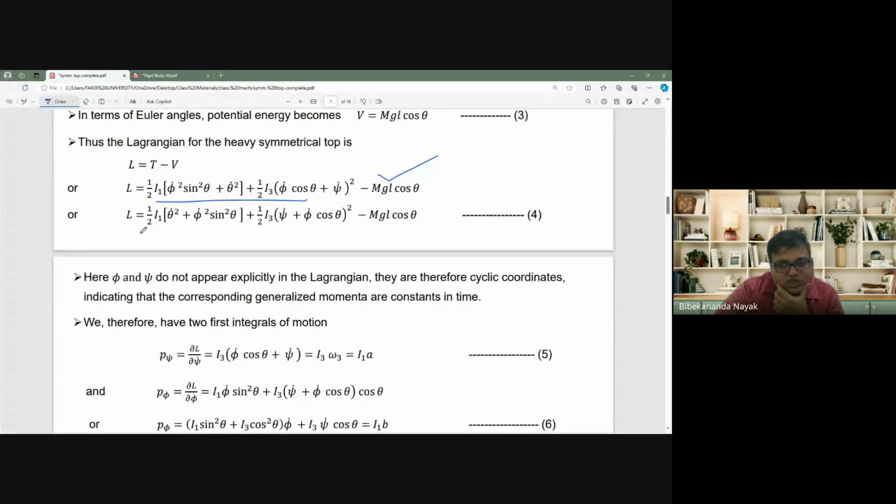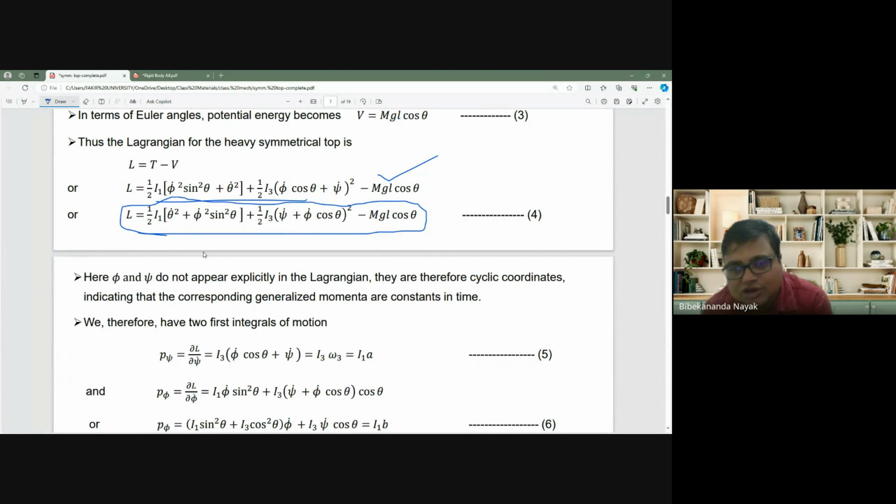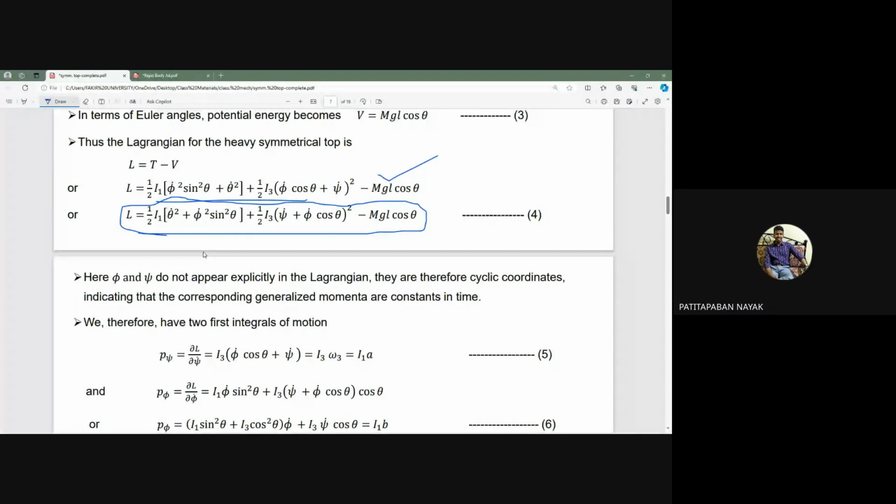So here you see which one is cyclic coordinate. Please look at the Lagrangian. Cyclic means it does not appear in the Lagrangian. Among theta, phi, psi, which one is the cyclic coordinate? Psi is the cyclic coordinate.